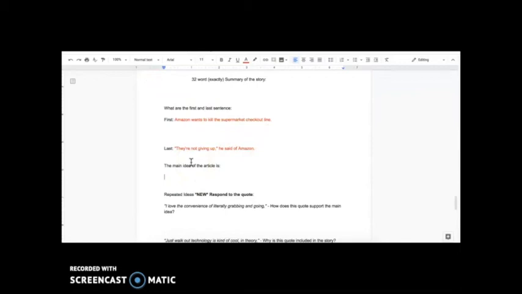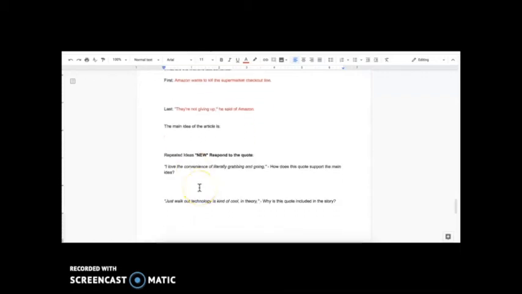Your job now, and I kind of flip-flopped main idea and repeated ideas, is to identify the main idea of the article. And once you've done that, take a look at the quotes that I said that I would highlight in the story. And talk about how these quotes, number one, support that main idea that you suggest, and number two, why was this quote included in the story? Why do you think that quote's important? So you respond to the first one now, and the second one.